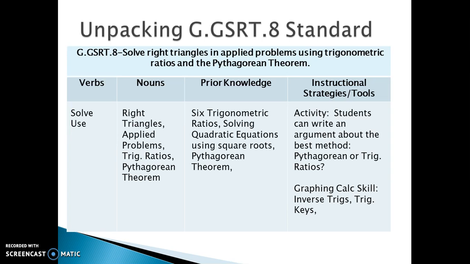I would think one instructional strategy, and you might have something different, but now you would have two different things to consider: students can write an argument about the best method, whether the Pythagorean theorem or the trigonometric ratios are the best method of solving triangles. And if students are using graphing calculators, definitely the inverse trig keys, the trigonometric keys, and the degree and radian mode keys will need to be accessible for students to perform those particular calculations.